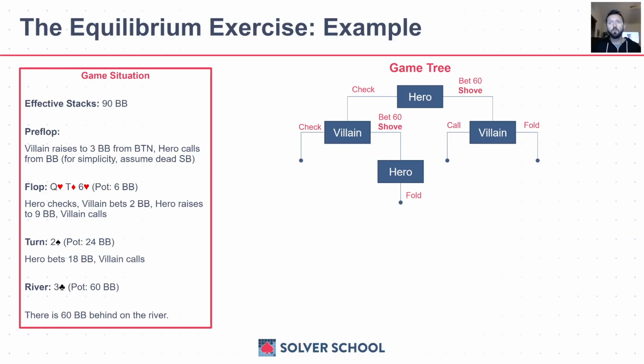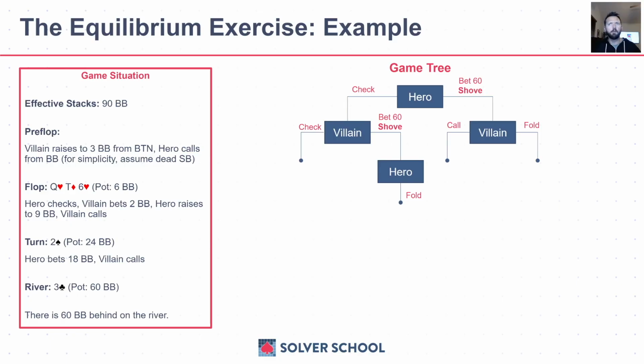What I did here was I wanted to try to give us some form of realistic ranges and a realistic scenario to work with in this situation. We're going to assume that this situation actually started with effective stacks of 90 big blinds. Preflop, our villain, our opponent here, raises to 3 big blinds from the button, and our hero here calls from the big blind. And for simplicity, we're just going to assume a dead small blind here.